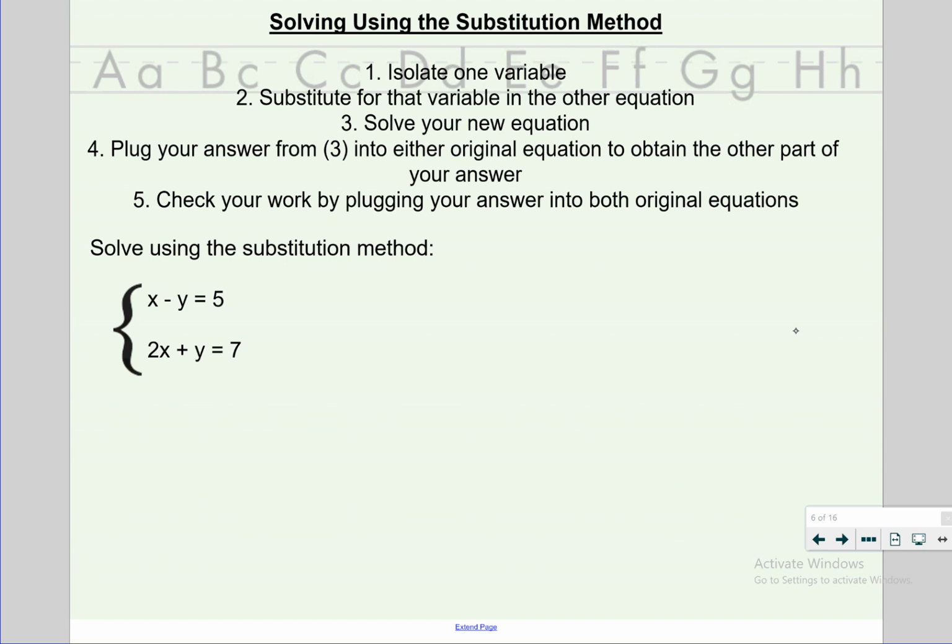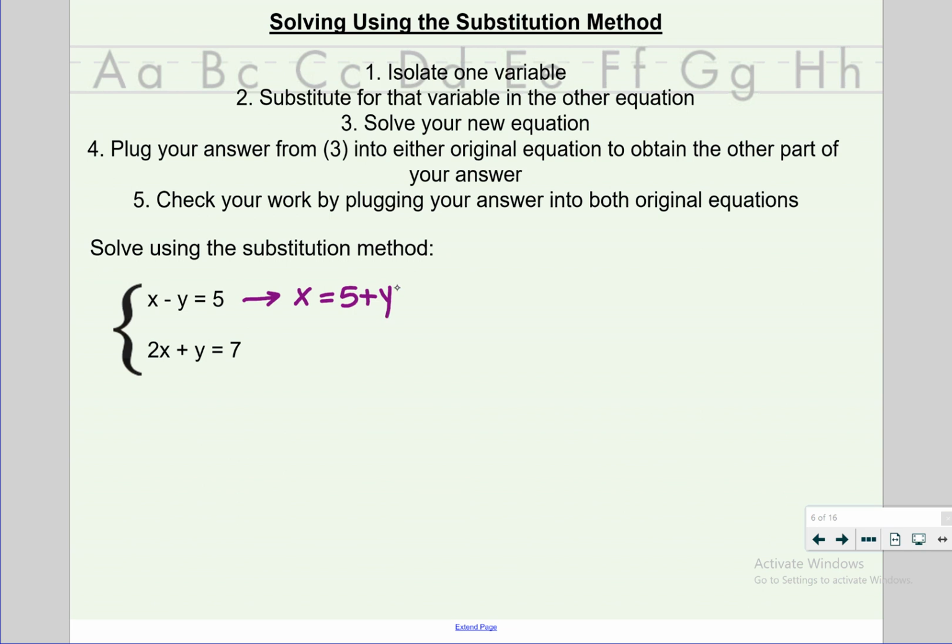Does anybody have a preference? You can do it either way. No? Okay. I'm going to get the x on top alone. So if I get the x on top alone, all I have to do is add y to the other side. So x equals 5 plus y. That's all you have to do for the first step. Sometimes that'll be done for you already.